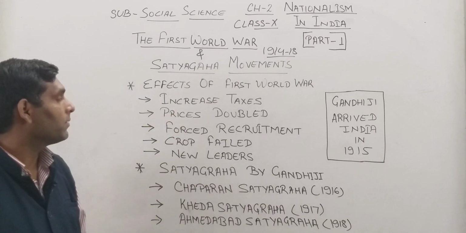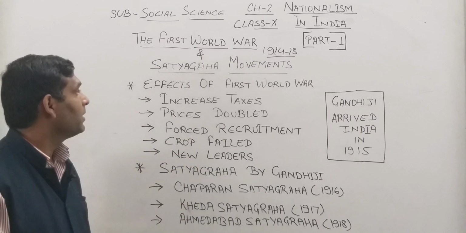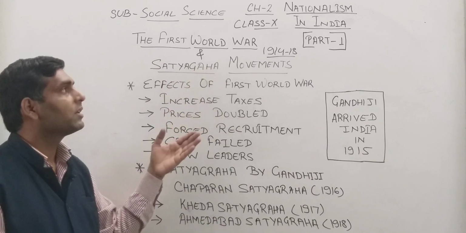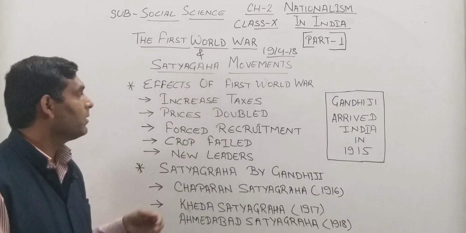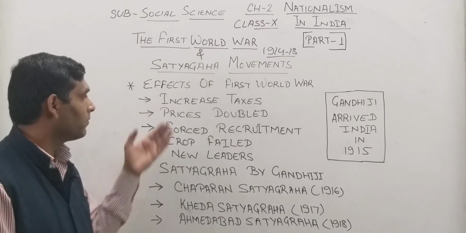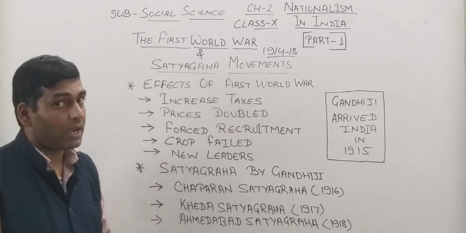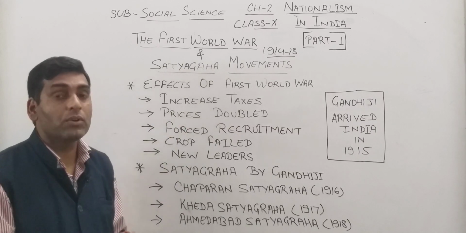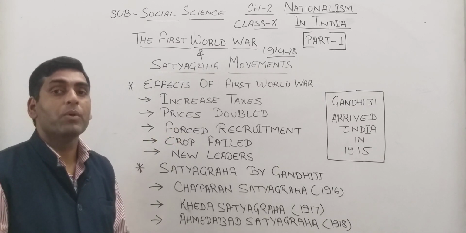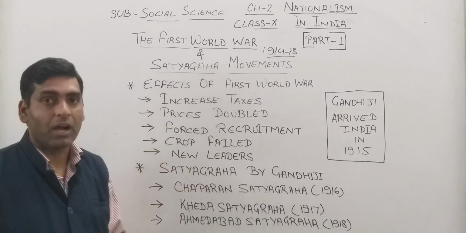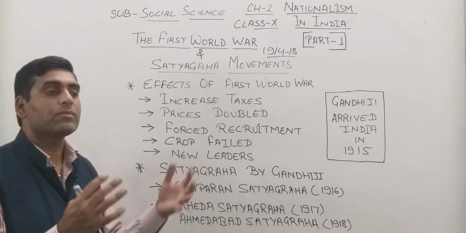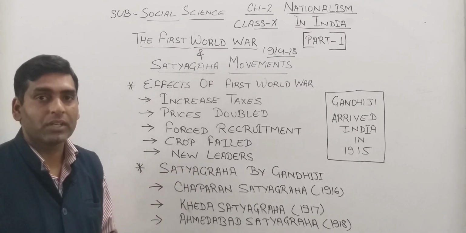Let's see in brief what we discussed today. The effects of the First World War were responsible for increasing nationalism in India. The First World War caused very disastrous results in our India. First, taxes were increased by the Britishers. Prices of food crops were especially doubled. Forced recruitment: people of Indian villages were forcibly recruited into the British army. Crop failure: during 1917 to 1918, a massive drought and famine was observed in northern India.